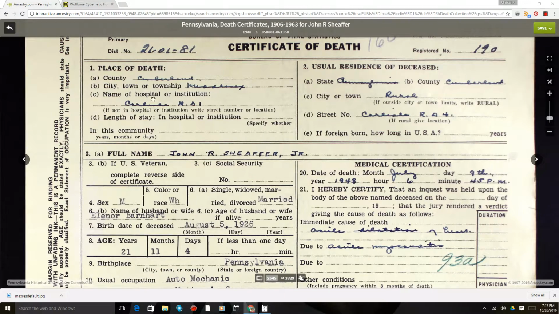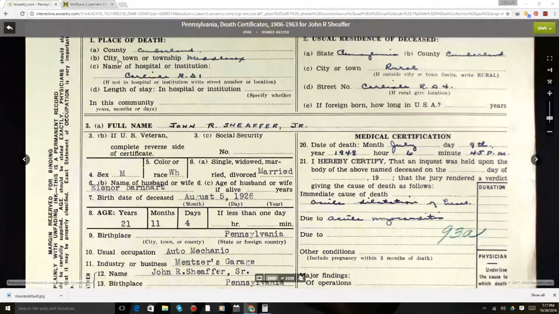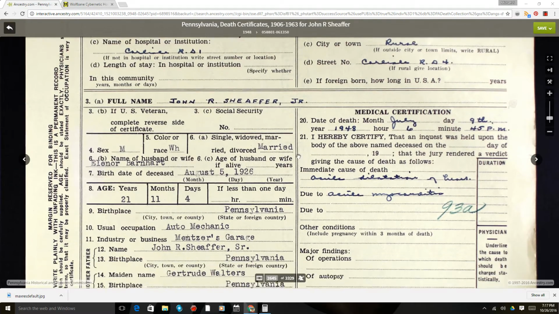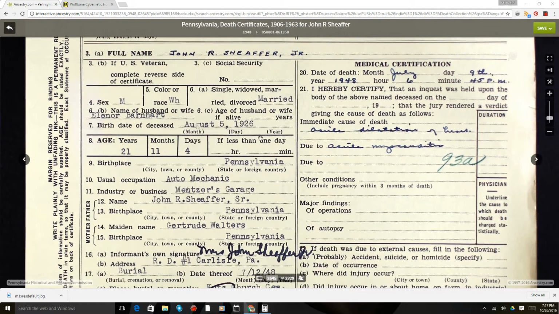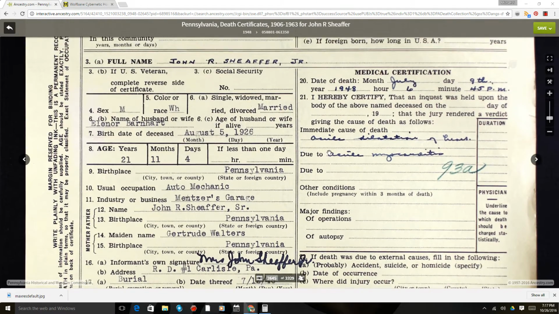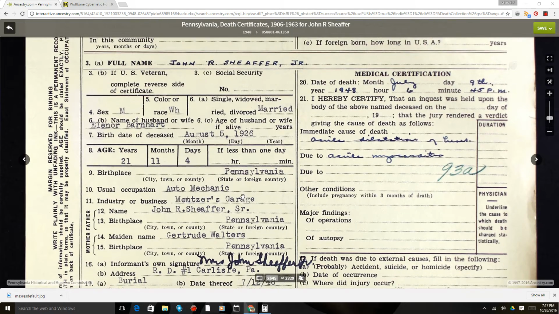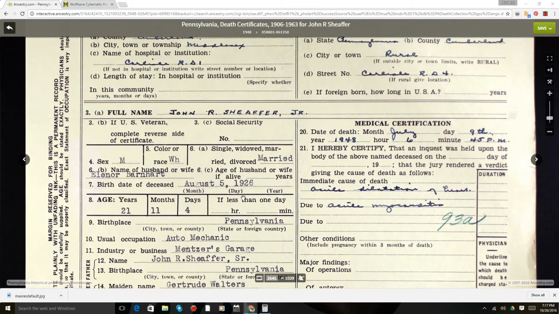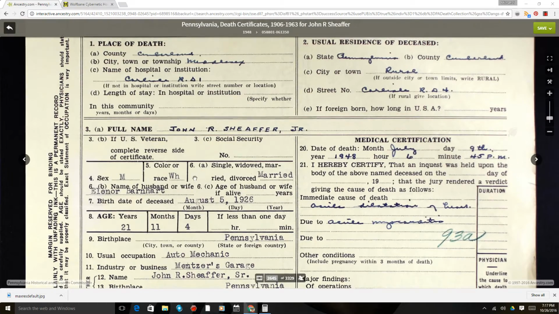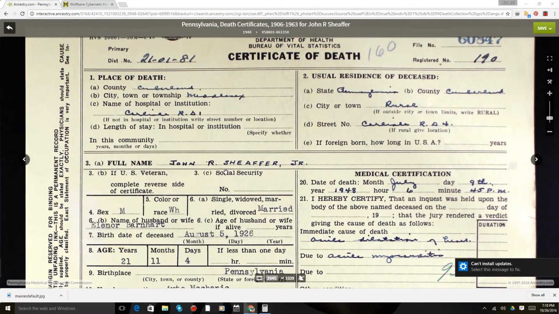But we'll start off in the... I like to break a certificate down into three. You got the upper section, and then you got the bottom section, which is the left. The left side is the personal, and the right side is the medical. And they do differ from year to year, decade to decade, state to state. But in Pennsylvania, this was pretty uniform of how they were done in the 40s in general. This was in 1948, so it's pretty general.